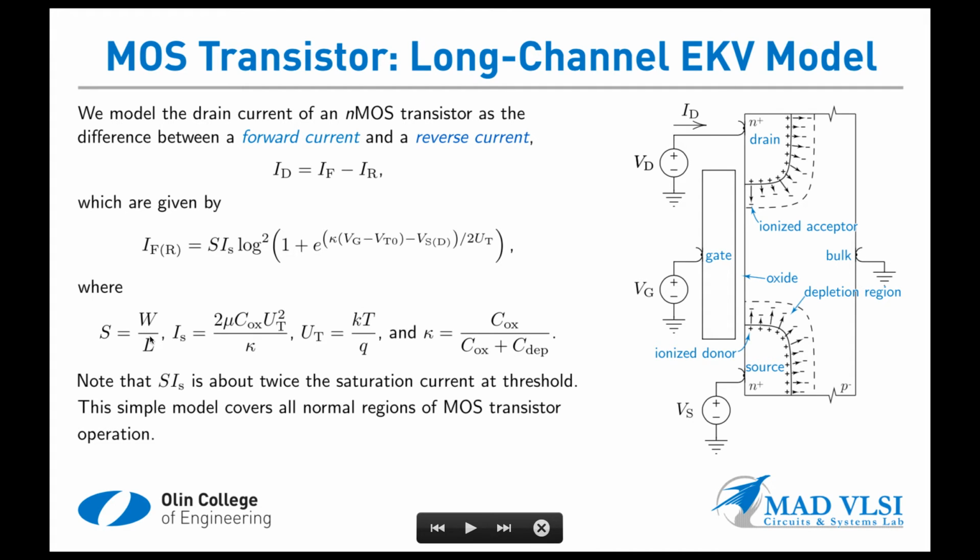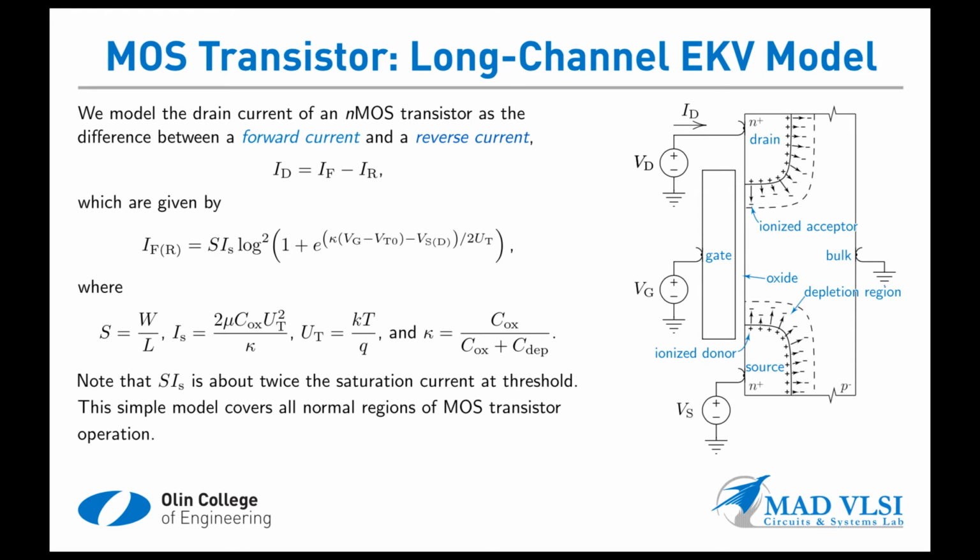So here S is the strength ratio, W over L. Is is 2 mu Cox Ut squared over kappa. It's called the specific current. Ut is the thermal voltage, kT over q. And kappa is this capacitive voltage divider between the gate and the surface, so Cox over Cox plus C depletion. Here the specific current times the strength ratio turns out to be just about twice the saturation current that the device will have when it's just at threshold, when the argument of the exponential up here is equal to 0. So it turns out that log squared 1 plus 1 is a log squared of 2, and that turns out to be like 0.49 something. So it's very close to a half. And so it's approximately twice the saturation current just at threshold.